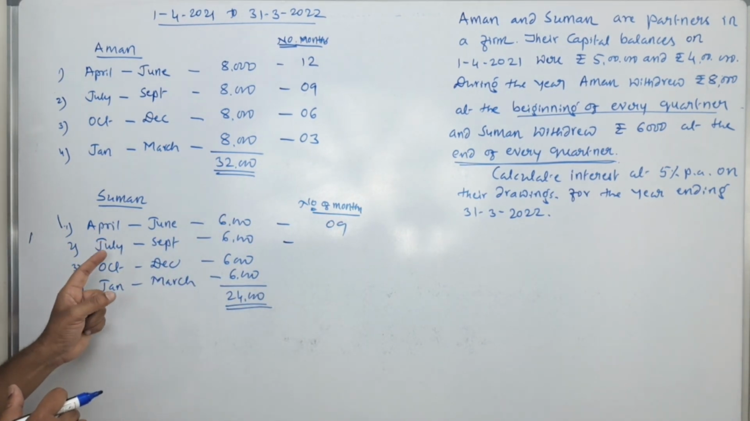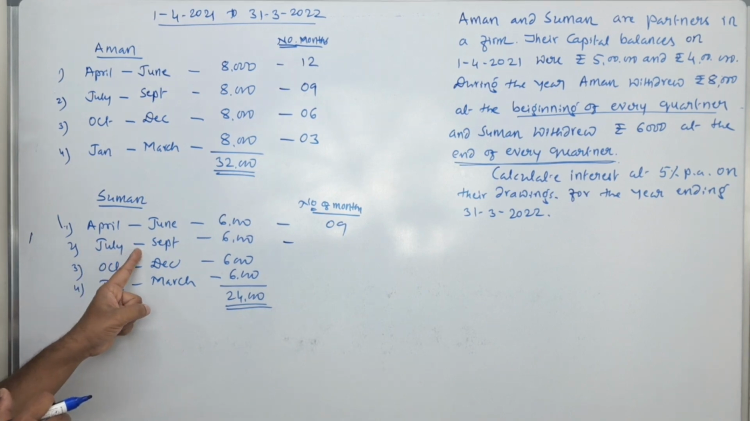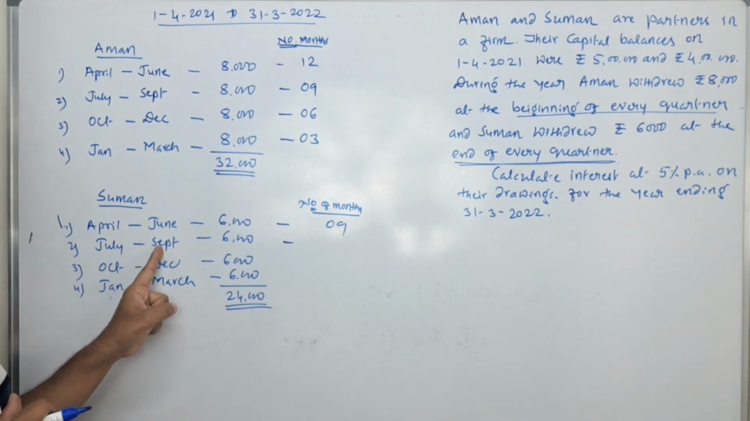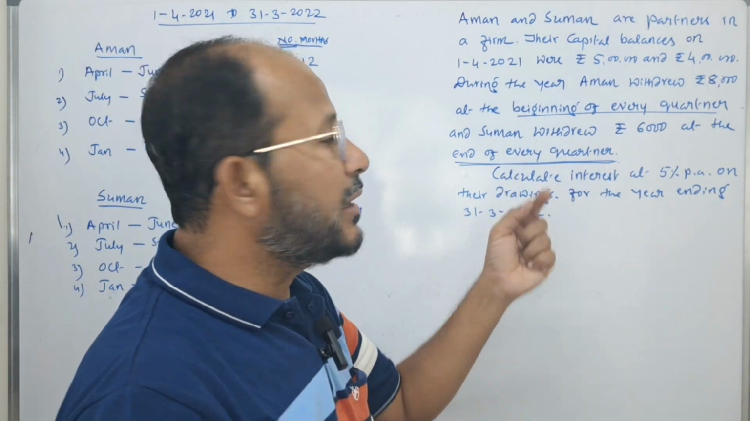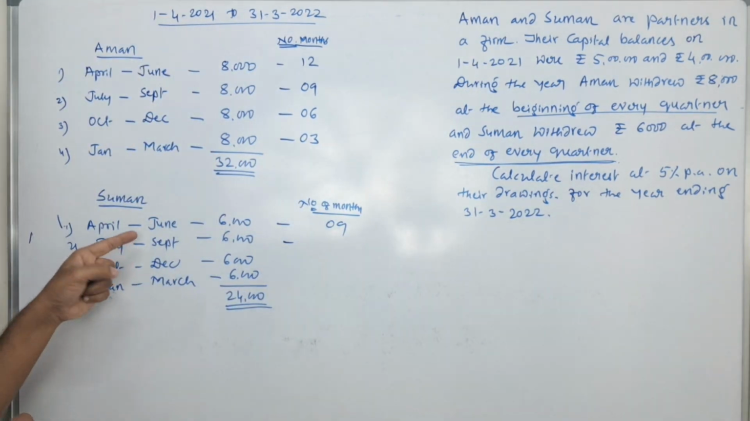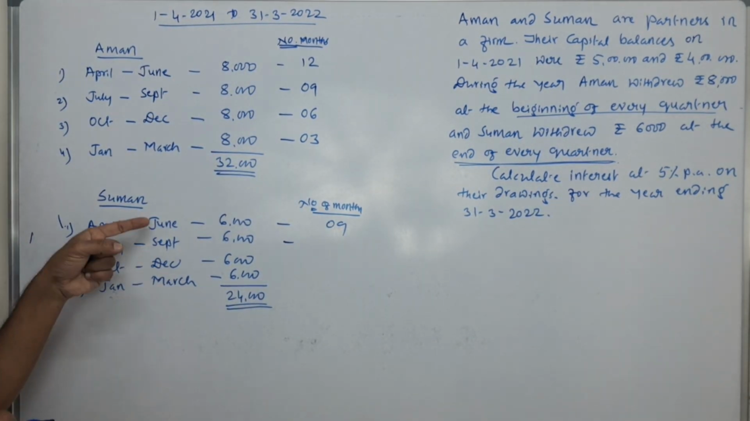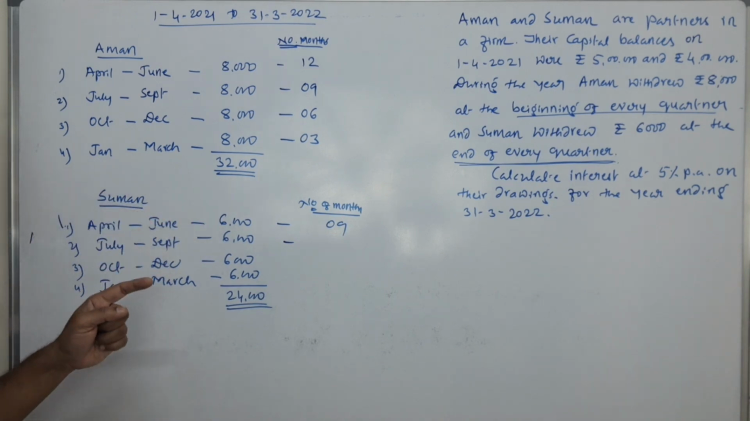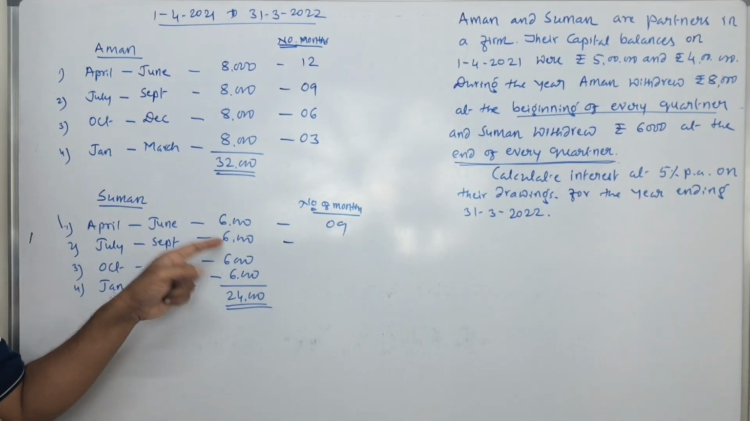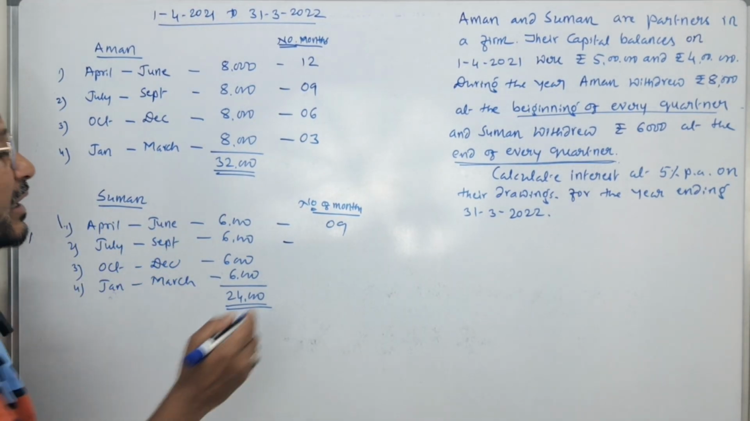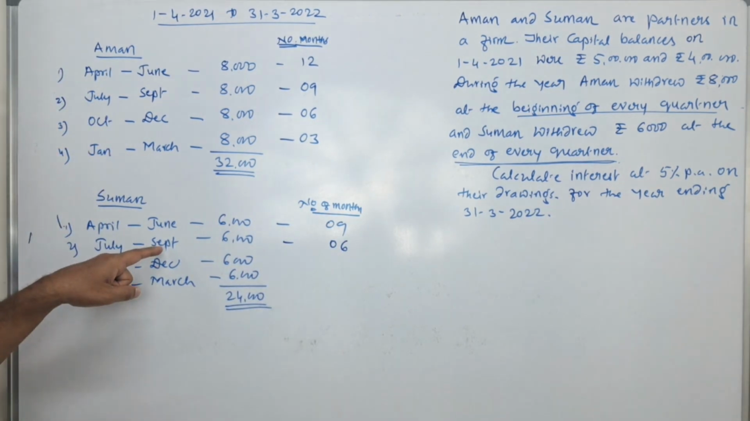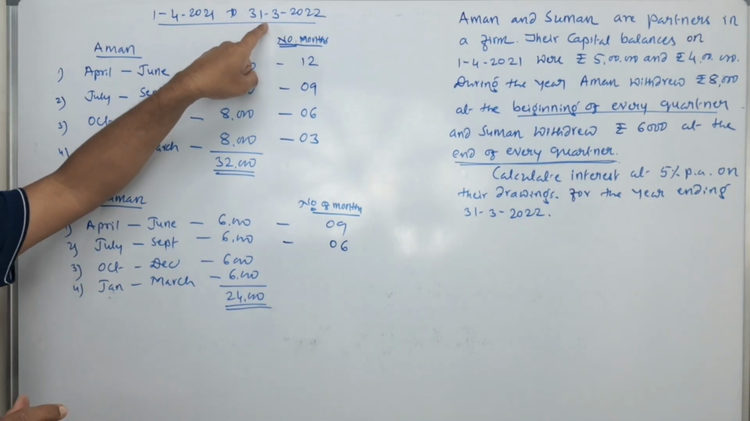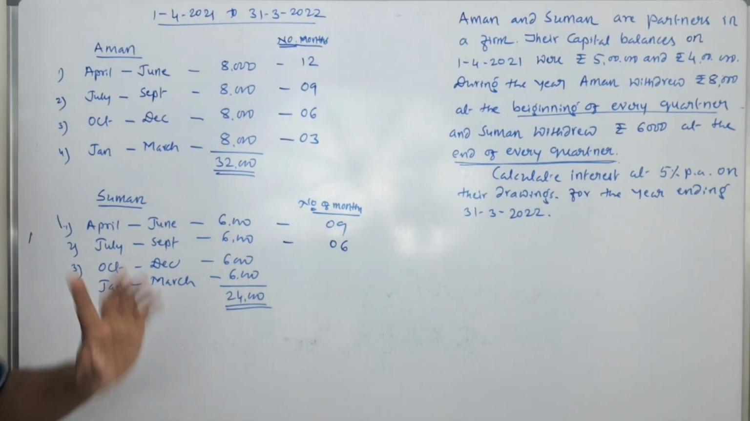Next one is, just you see, the second withdrawal was at the end of September. Why? Because he is withdrawing the amount at the end of every quarter. Therefore, the second quarter ends on 30th September. The first quarter ends on 30th June. That is why on 30th June he takes rupees 6,000. On 30th September he takes again rupees 6,000. That is why here interest is calculated for how many months? For 6 months, because from 30th September to 31st March we have to calculate. It comes to 6 months.